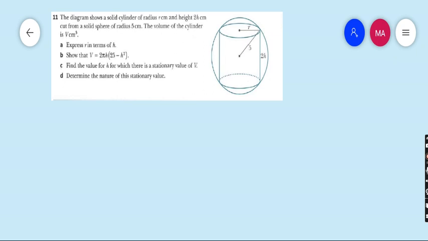Last question. The diagram shows a solid cylinder of radius r centimeter and height 2h centimeter cut from a solid sphere of radius 5 centimeter. The volume of the cylinder is V centimeter cube. Express r in terms of h. Very easy.